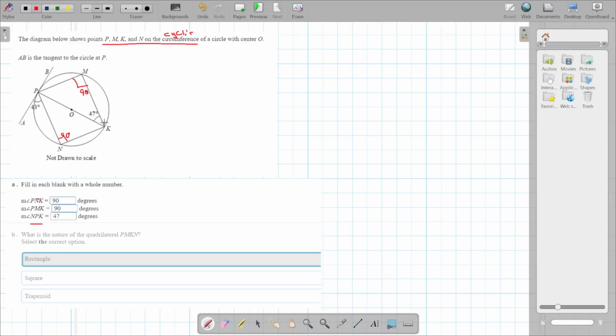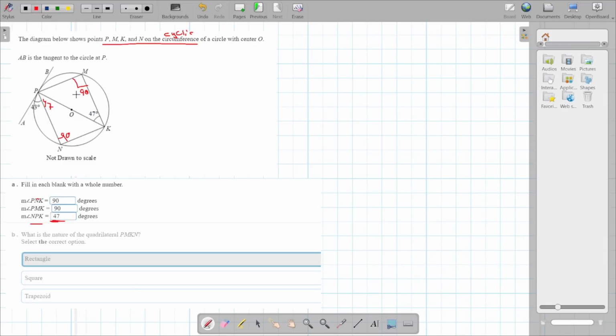NPK. Can we figure it out? How much is this? It's gonna be 47. Why? These two angles add up to 90. Always remember that the radius is perpendicular to the tangent. So this is 43, this is going to be 47 because they have to add up to 90 since they're always perpendicular. Radius perpendicular to tangent. So that means NPK is 47.